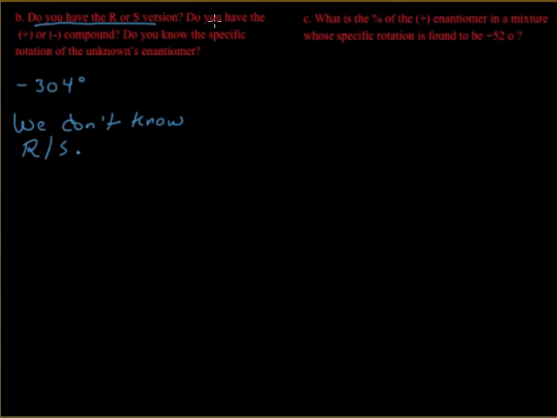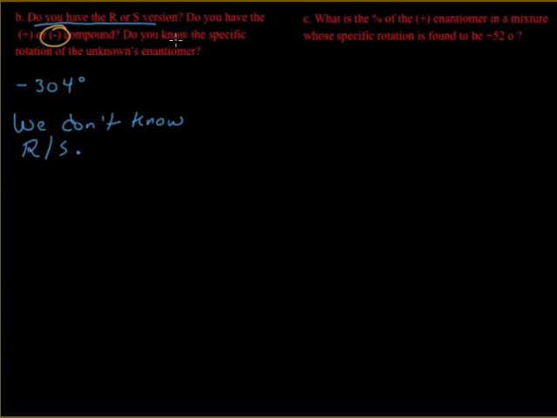Now what about the second part? Do you have the plus or minus version of the compound? Well, this we do know because we got an answer of minus 304. That means we have the minus version of the compound. Okay, so we have the minus one.